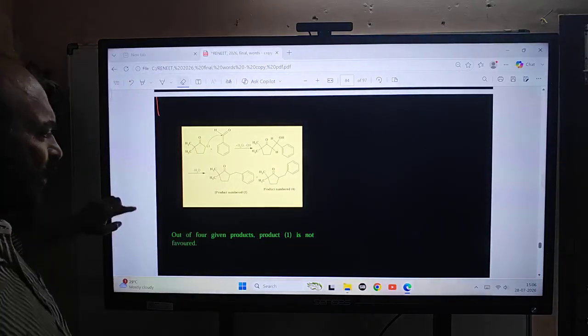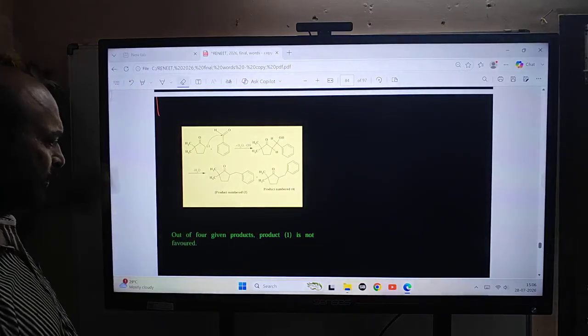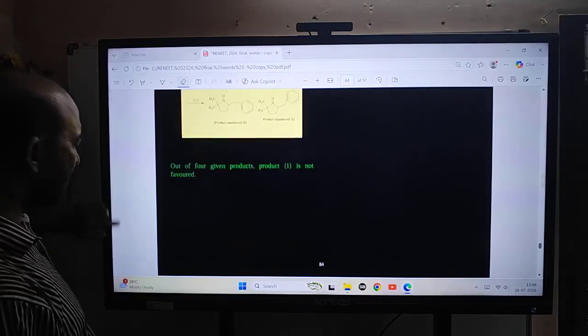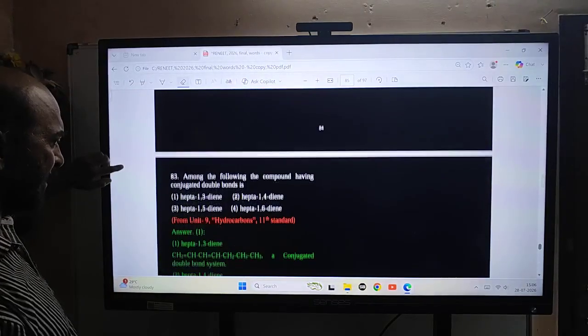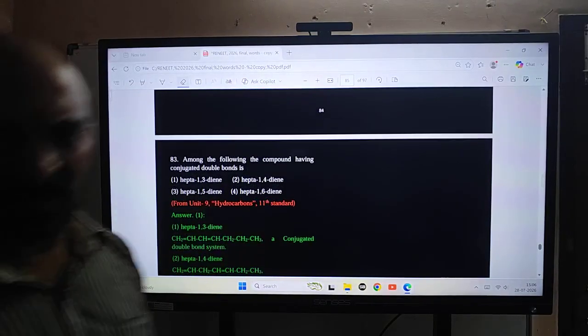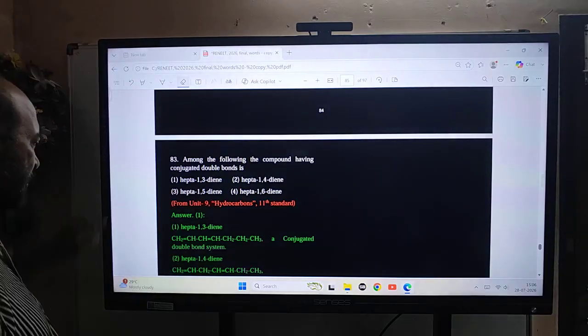The same explanation I have given here also in the note. Okay. So 1 is the answer. Structure 1 is that which I have marked in red. So that leaves that. We proceed to the next question.